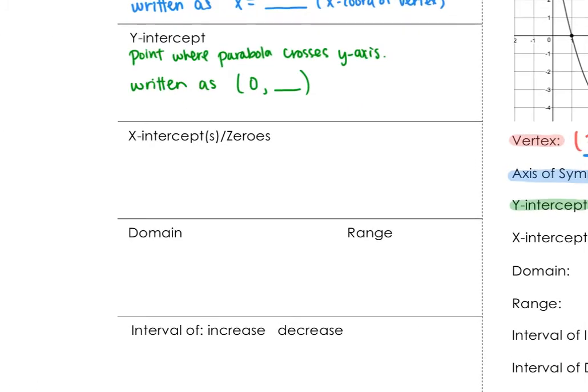All right, so our definition here, x-intercepts and zeros, is the point(s), and I'm going to put the s in parentheses because, like I said, there could be 2, 1, or 0, where the parabola crosses the x-axis.